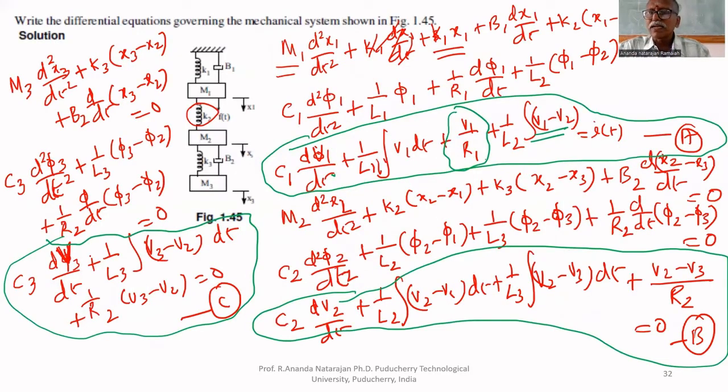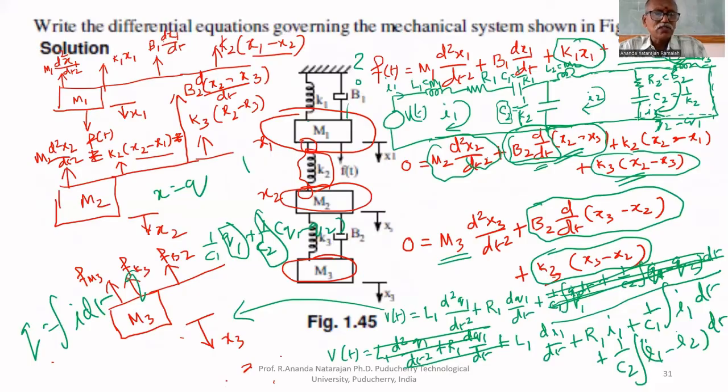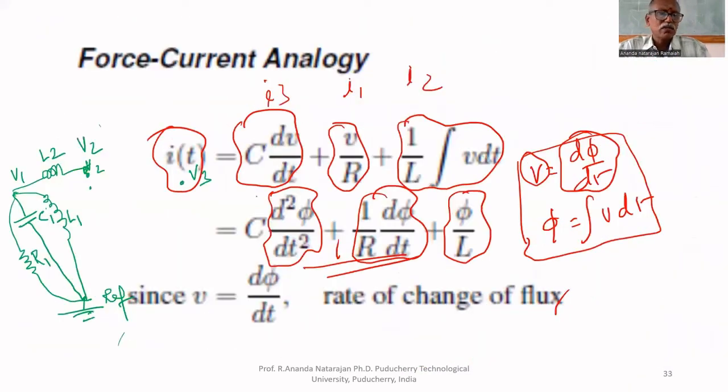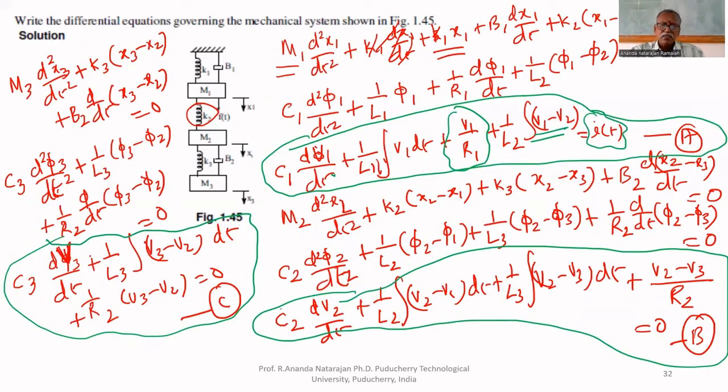Then again come here. On the right-hand side, the applied current source is I of t. That is also at the first node. Therefore, we can draw that also: a current source at the first node, I of t. That's all about the first equation. Now go to the second equation. Second equation, C2 dV2 by dt. Across C2, only V2 is applied.